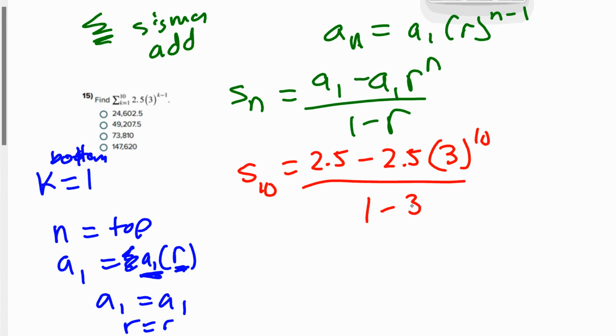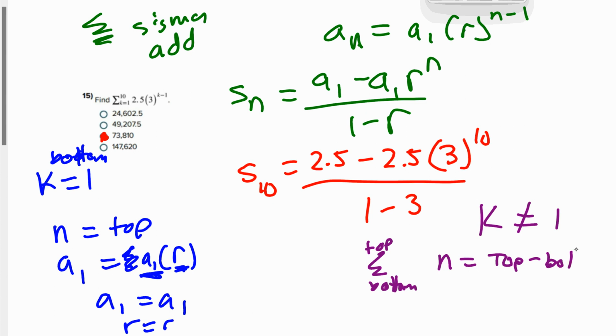Now, I can just plug that in a calculator. If I want that fraction, I just hit alpha link. So I hit alpha link, and I enter that in there, and I get 73,000. Okay? The only tricky part is when k does not equal 1. When it does not equal 1, then my n is the top number of the sigma minus the bottom number of the sigma, and then I just add 1 to that. Okay, and that will be my new n that I plug into this formula right here for n.